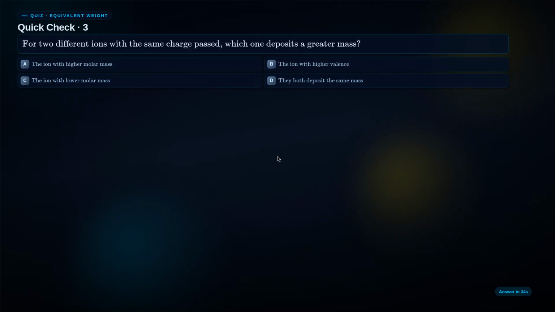The correct answer is A. From the equation m equals ITM over Fv, with the same charge, mass is proportional to M over v. Higher molar mass with the same valence means greater mass deposited.